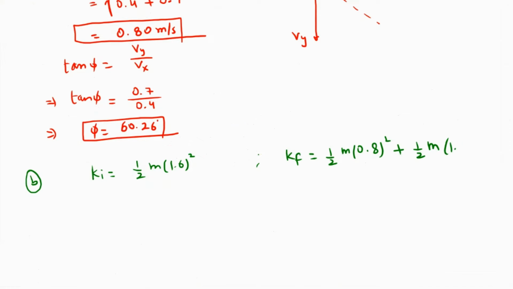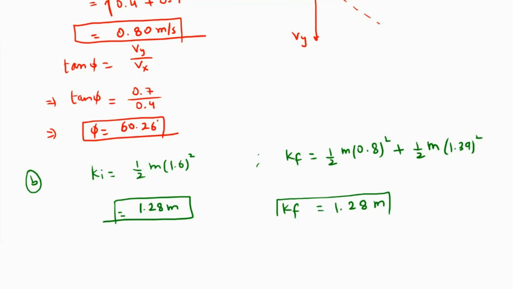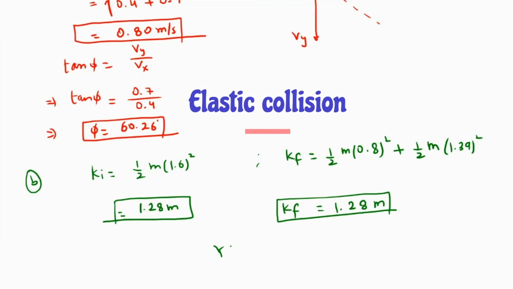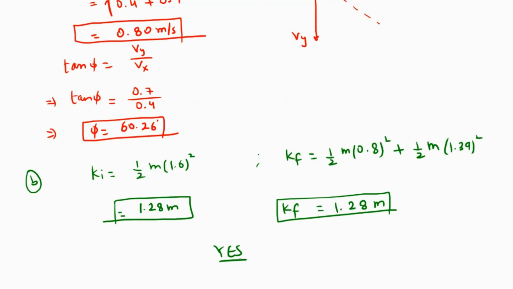So the initial value comes out as 1.28 m. In fact, let's not write joules, it will confuse. The m does not have any relevance because that's common in both cases. The other one is 0.8 square over 2 plus 1.39 square over 2, which is coming as 1.28 as well. So since the final kinetic energy and initial kinetic energy are the same, yes, the kinetic energy is conserved. Thank you.